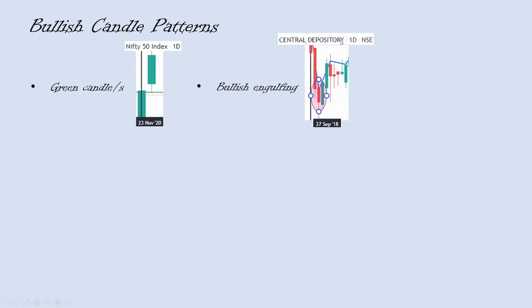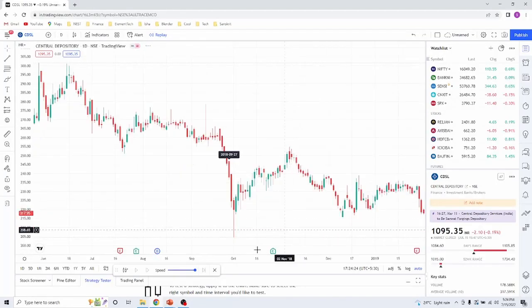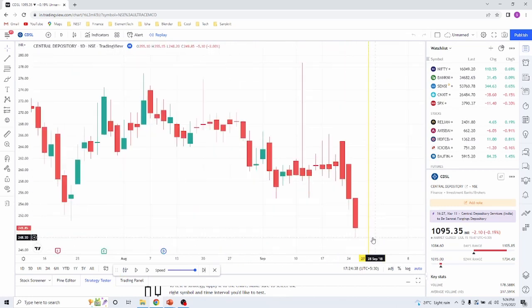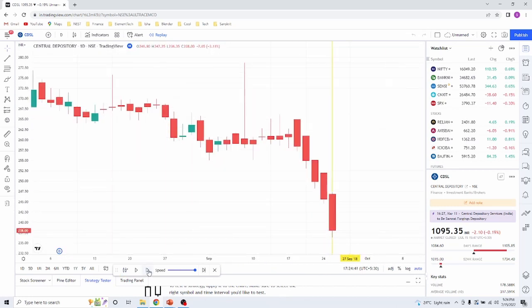As an example, let's look at the Central Depository one-day chart on 27 September 2018. Go to date, and as soon as you go to date, you enter 27 September 2018, mark a vertical line, take our replay tool and put it there. So now you're on the day of 27th September 2018, right?